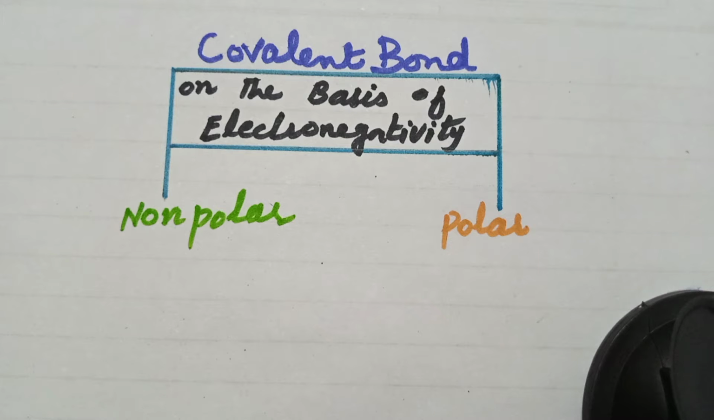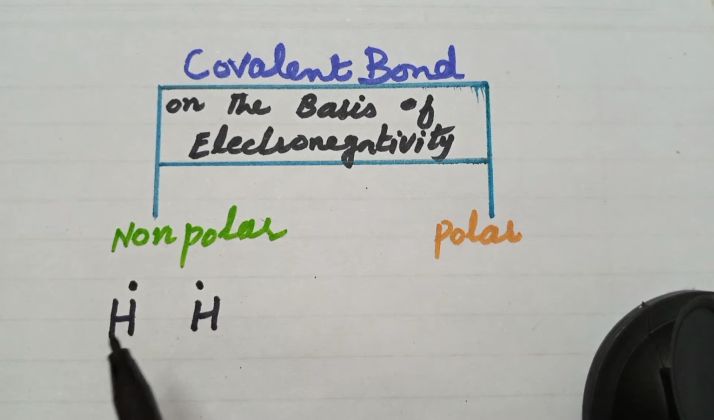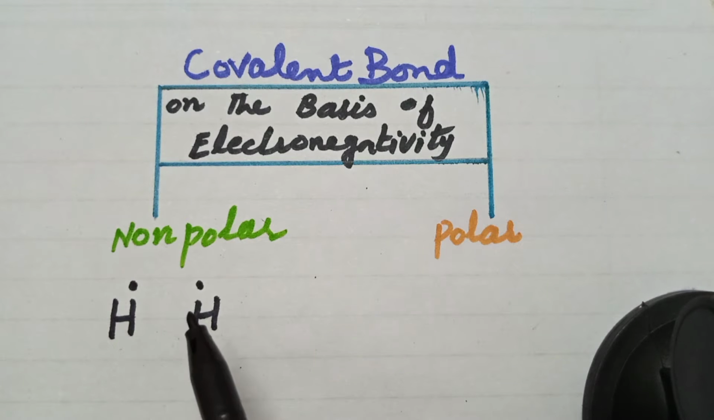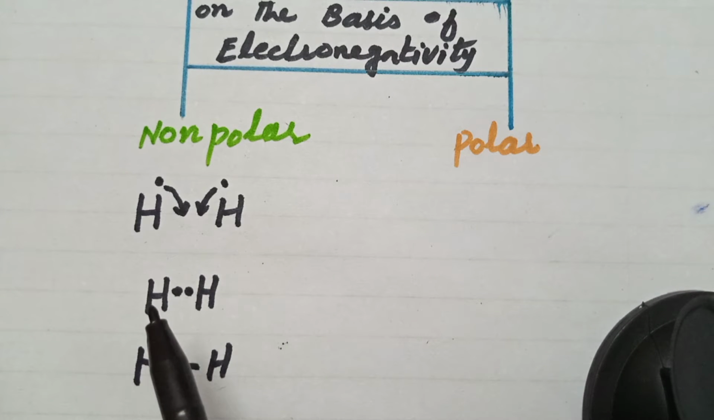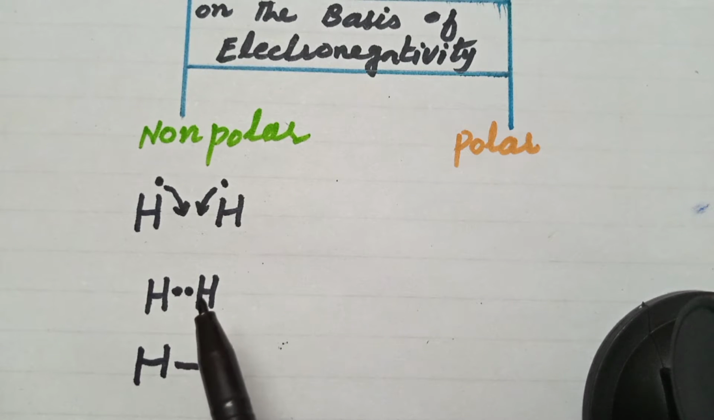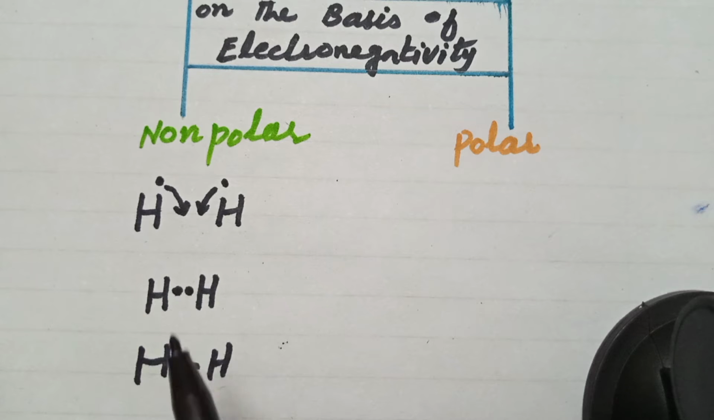To understand it, we take the example of hydrogen molecule. These are two hydrogen atoms and each hydrogen atom has one electron in it. These two hydrogen atoms share their electrons and form a single covalent bond. This shared pair of electrons is equally attracted by these two hydrogen atoms, hence no poles are produced, and this type of covalent bond is known as non-polar covalent bond.